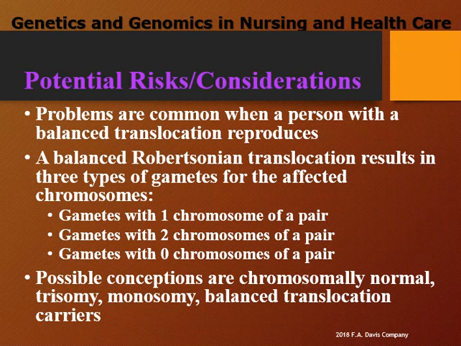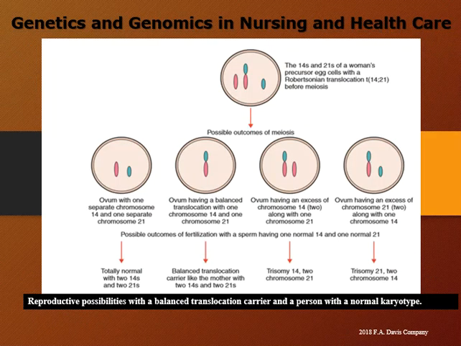I've got a picture coming up here. Okay, so here we go. This is in your book, so also look there to review it. But here we've got a woman's precursor egg cells with a Robertsonian translocation. So here you've got a translocation with 14 and 21. In addition, you've got another 14 and 21.